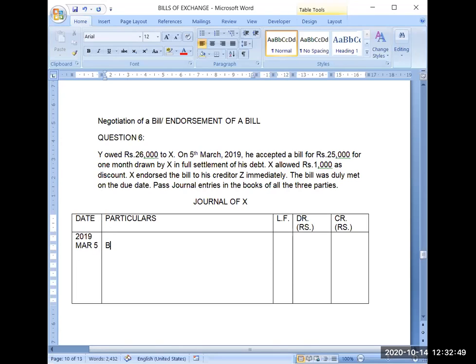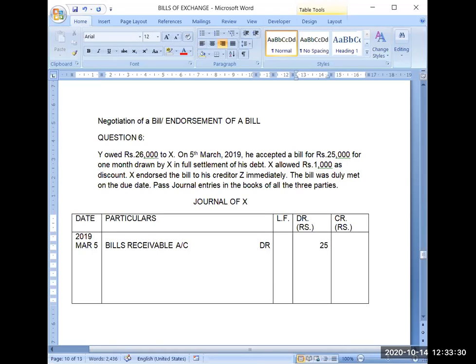So here it will be bills receivable account debit, and he accepted a bill for 25,000 for 1 month drawn by X. The bill has been drawn by X and accepted by Y in full settlement of his debt. Full settlement means some discount will be there. And obviously you can observe that the bill has been accepted for 25,000, however, the amount was 26,000. So it means 1,000 discount is there.